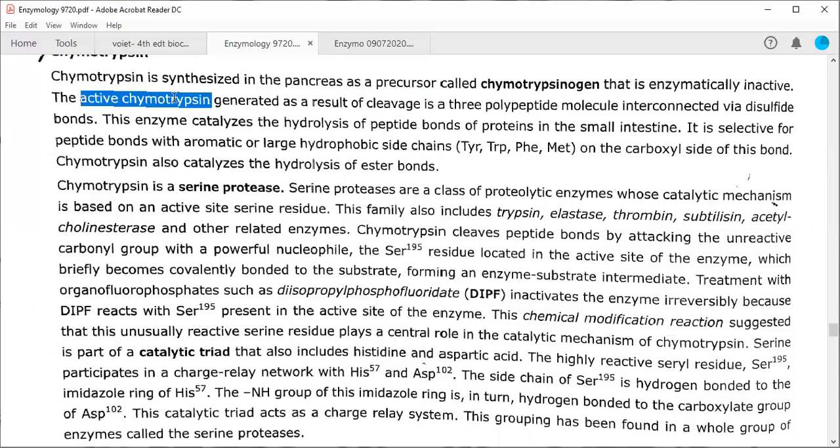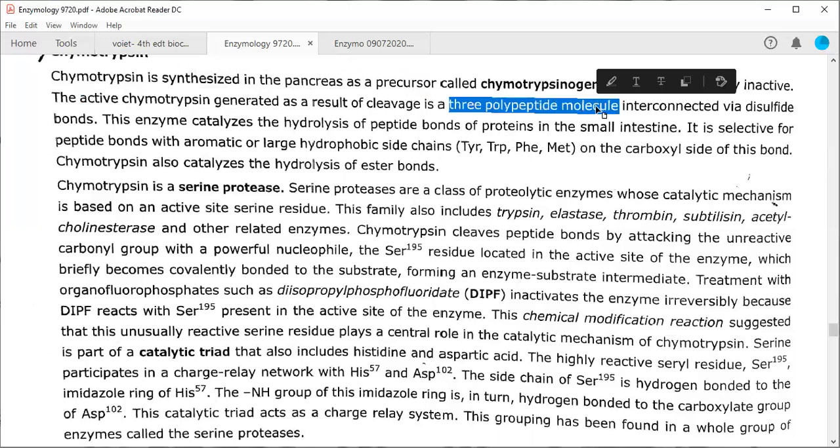Now this active chymotrypsin, generated as a result of the cleavage by trypsin, has four amino acids, LIYA, at the cleaved positions. It has three chains, A, B, and C, which are connected by disulfide bonds, generated as a result of cleavage into three polypeptide molecules.